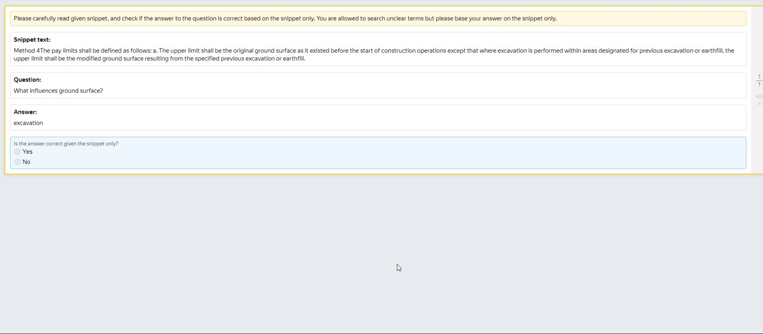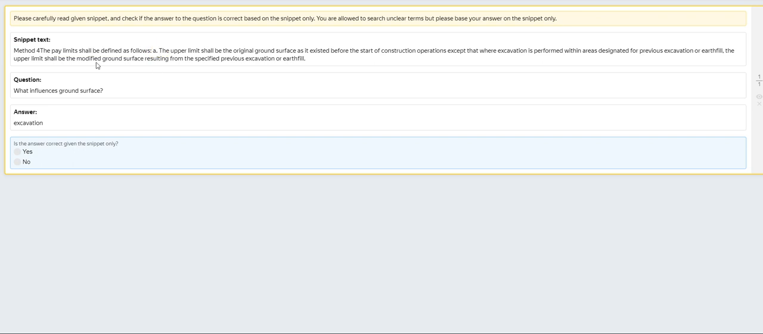Well, anyways, for today's recording, we are back to Yandex Toloka, and this is the training and examination for a task called "Does the evidence contain an answer?" This one should be easy. We just have to carefully read the given snippet and check if the answer to the question is correct based on the snippet only. You are allowed to search unclear terms, but please base your answer on the snippet only.